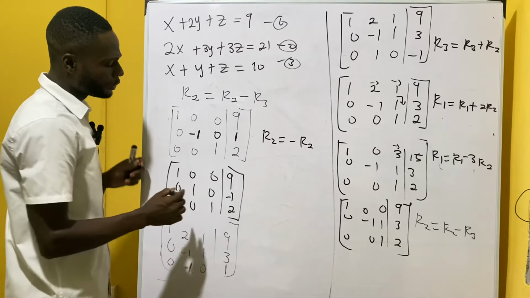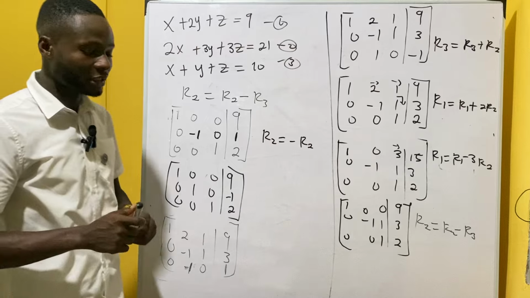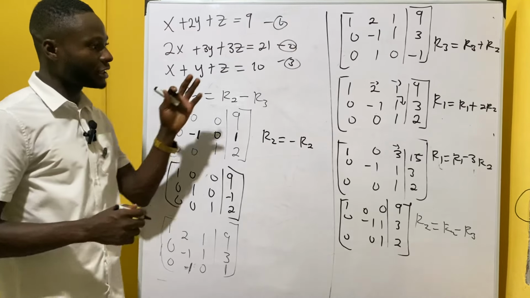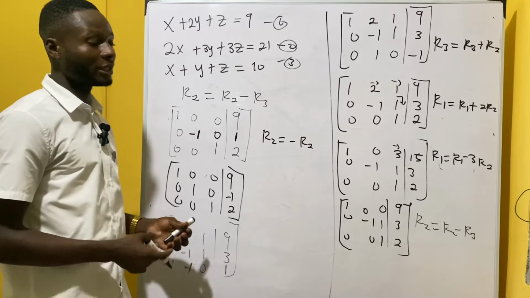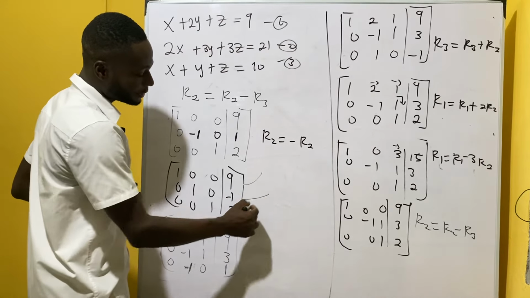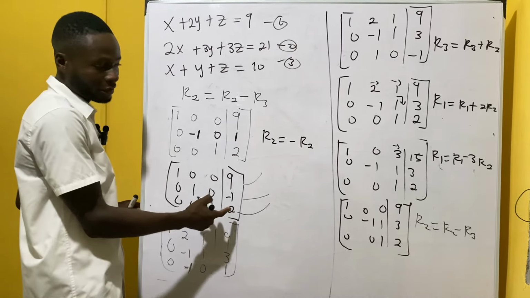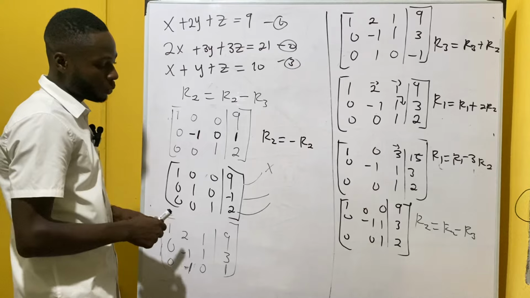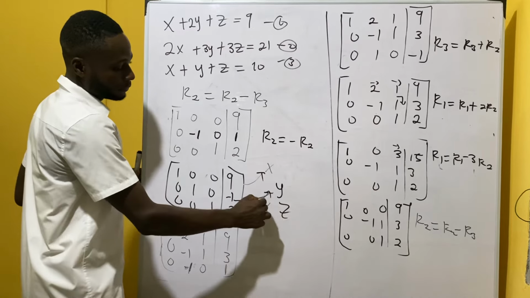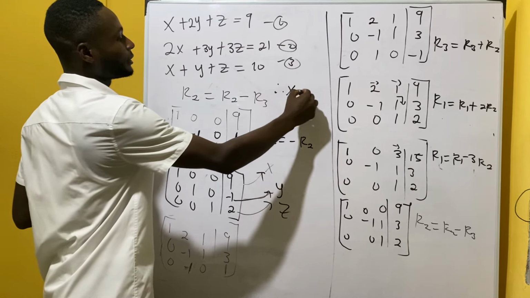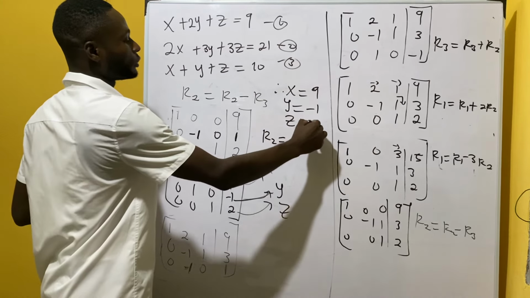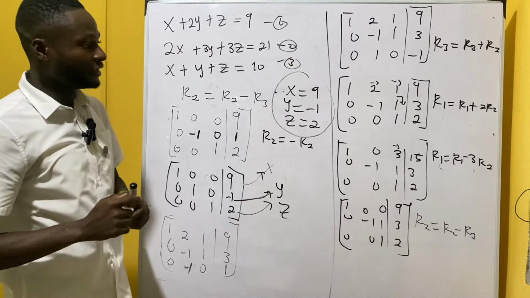Very, very simple. What you have to consider the most is that you have to respect order for the matrix, because if you jump from this side to this side, anywhere you like, you get it wrong. So we can see the values of the variables right from here: x is 9, y is negative 1, and z is positive 2. Very, very simple.